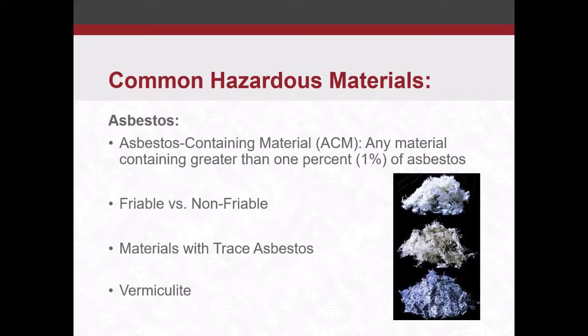Friable materials are materials that you can pretty much crush or pulverize by hand, and you would release asbestos fibers. With non-friable materials, like your floor tiles, your caulk materials, your tar materials, you're not going to be able to pulverize those by hand. So they're a lot more stable, a little easier to deal with.